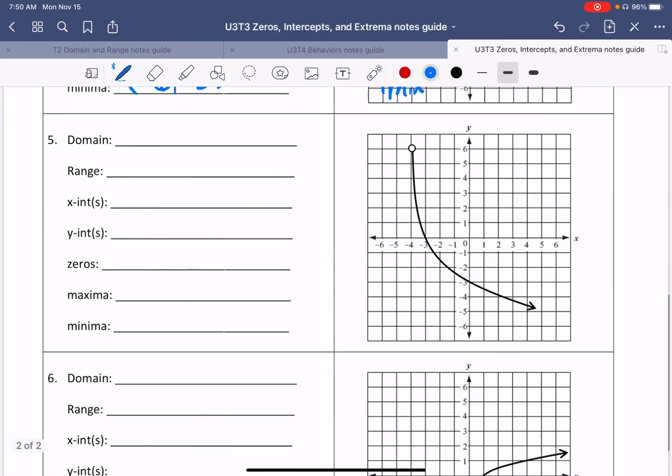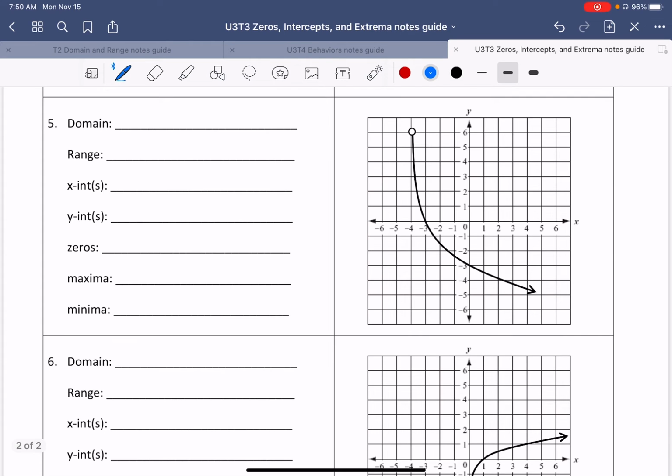All right, number 5. Domain. Left edge was -4, right edge goes forever. Open circle, so round parentheses. Range, it goes down forever, so we're using -infinity for our bottom, and it goes up to +6. So that's our top.